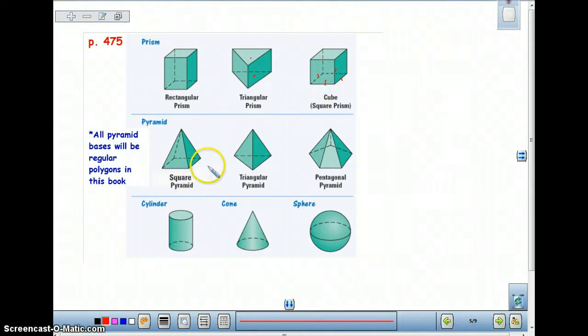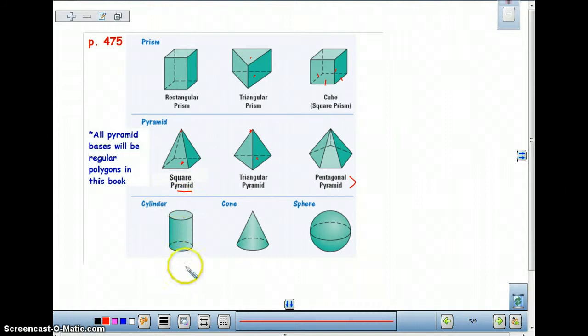Okay, when we talk about pyramids, we also name pyramids by its base. So if I have a square base and it comes up into a point at the top, that's going to be a square pyramid. Whereas if I have a triangle as a base and it comes up to a point at the top, that's a triangular pyramid. Did I say square pyramid over here? I hope so. Okay, and right here, this base is a pentagon because it's got 5 different sides, so that makes it a pentagonal pyramid.